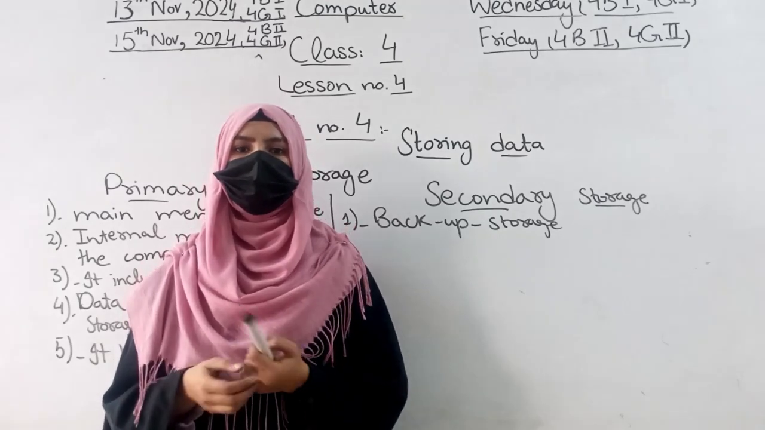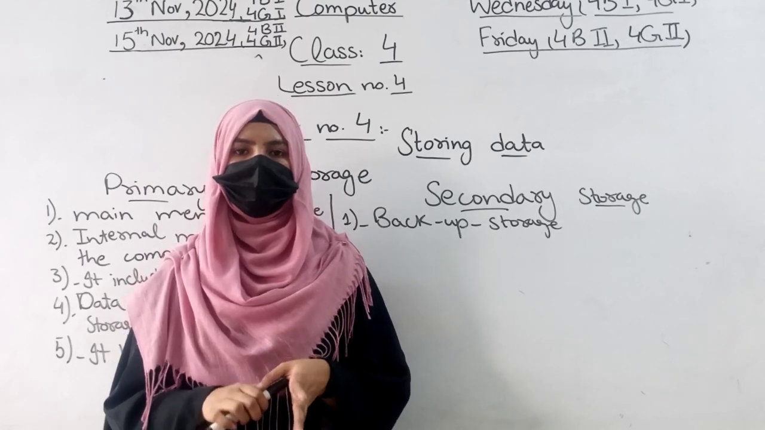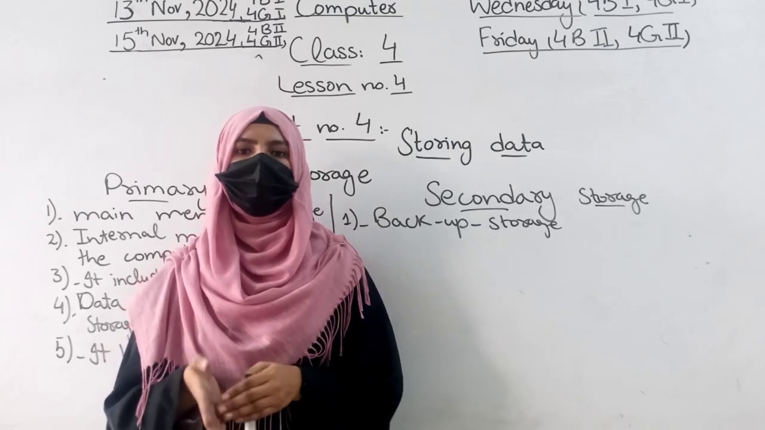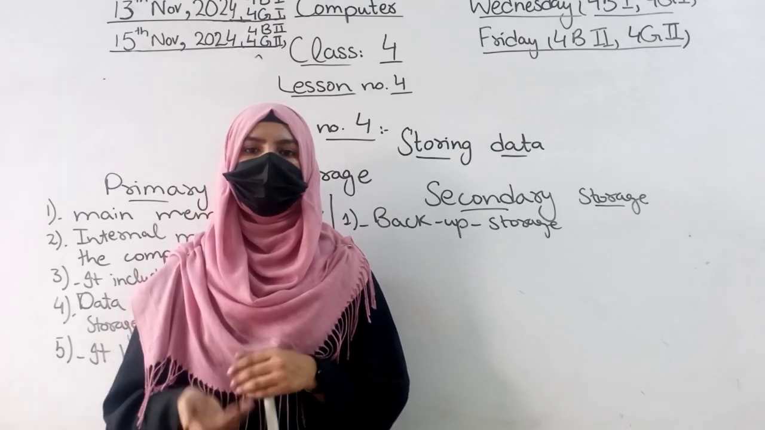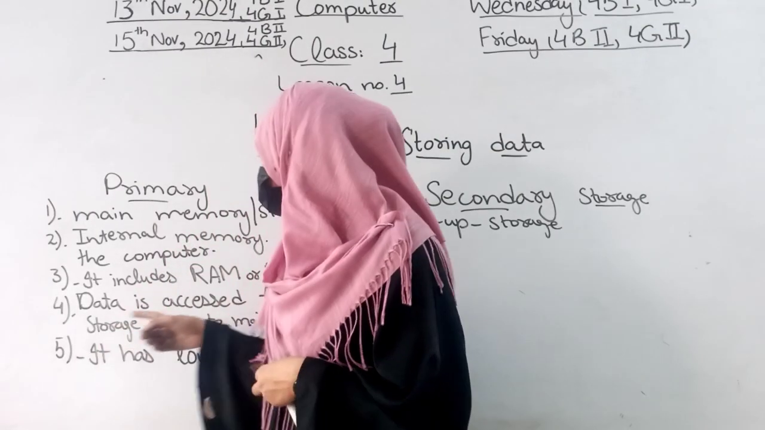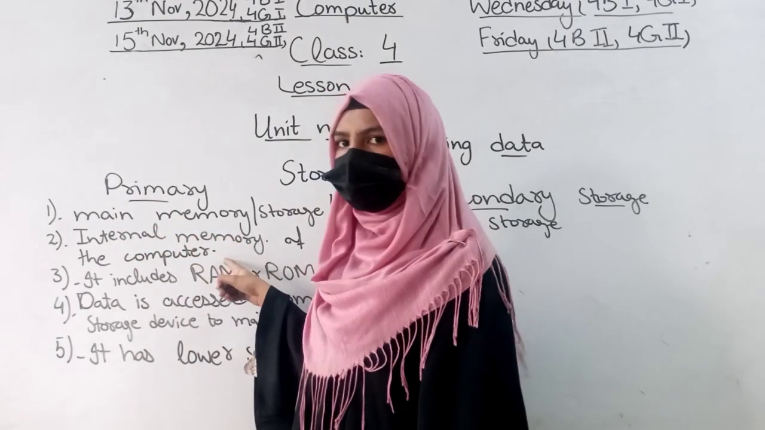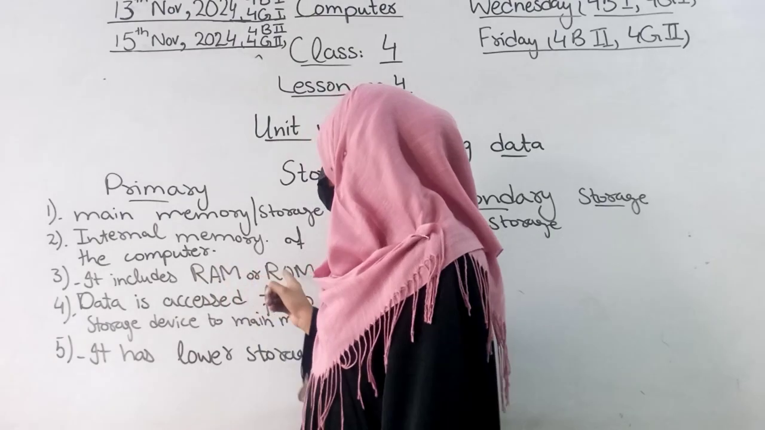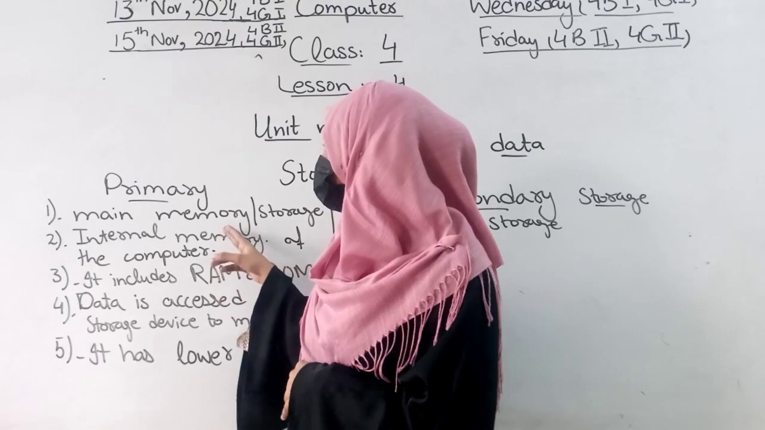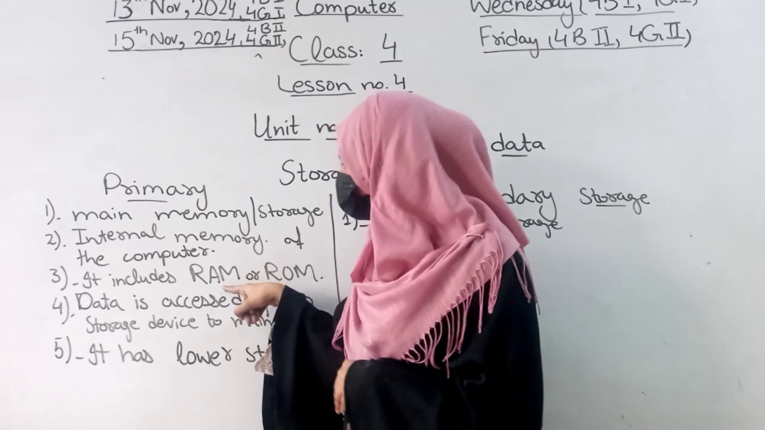Now the document is stored in your RAM or ROM. The document will be stored in the RAM or ROM. RAM and ROM are the internal memories of the computer, where we store our data. So in this point I have cleared that it is also called main memory. It is the internal memory of the computer. Then it includes RAM and ROM. RAM and ROM are inside the computer and the data stored inside the computer is included in your primary storage. So it includes RAM or ROM.